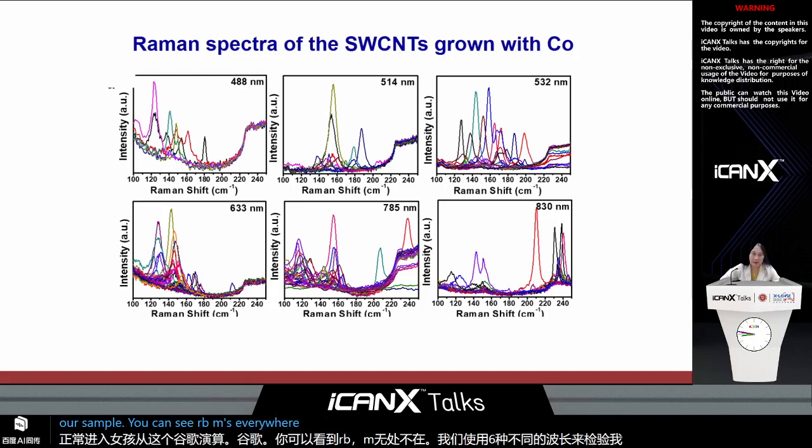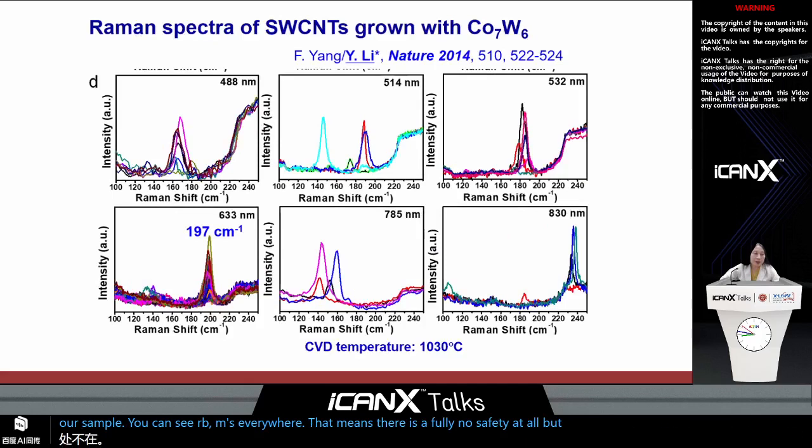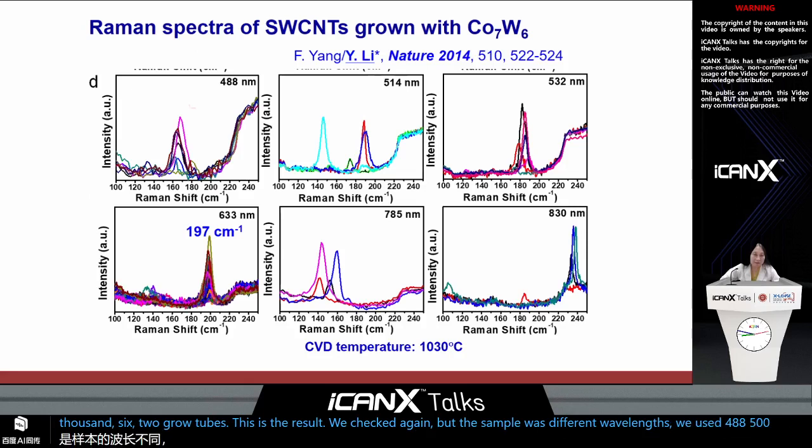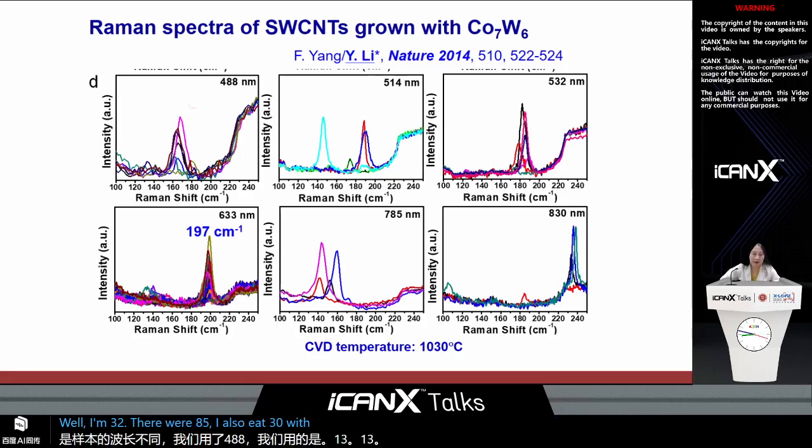But when we use cobalt 7 tungsten 6 to grow tubes, this is the result. We checked the sample again with different wavelengths. When we use 488, 514, 532, 785, and 830 nanometers, with these 5 different wavelengths, we only obtain a few spectra. Only when we use the 633 nanometer excitation, we get very focused RBMs appearing at 197 wave numbers.